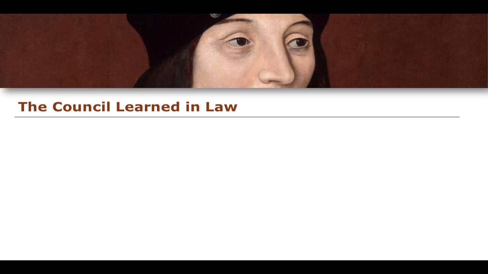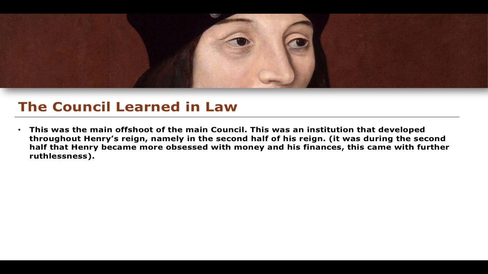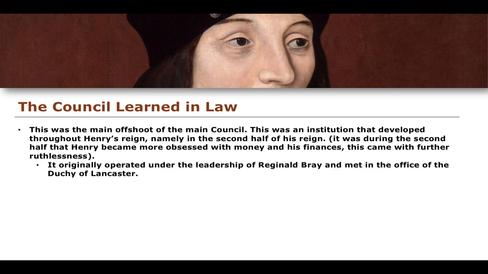The most controversial part of Henry's reign, and the most controversial part of the general government administration of Henry's reign, was the Council Learned in Law. This was the main offshoot of the council, and it was an institution that developed throughout Henry's reign, but it was actually mainly during the second half of his reign, where his general desire to ensure a dynasty became a general paranoia, as he became more and more obsessed with acquiring wealth and finances and stability, which came with it further ruthlessness in terms of actually being able to achieve his personal finances and his goals of personal financing.